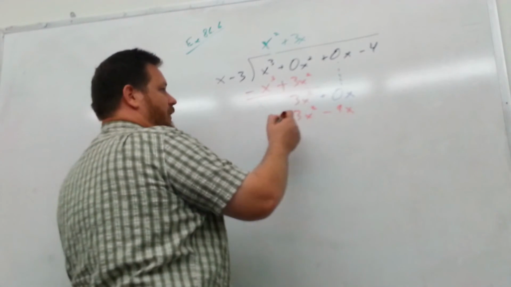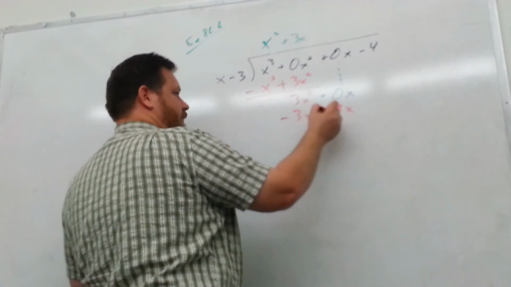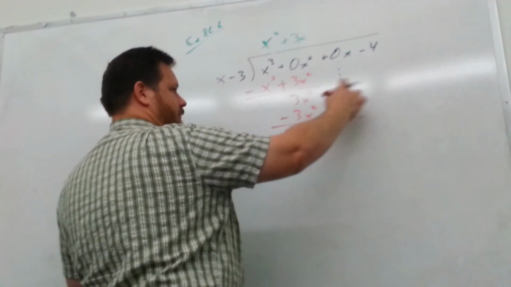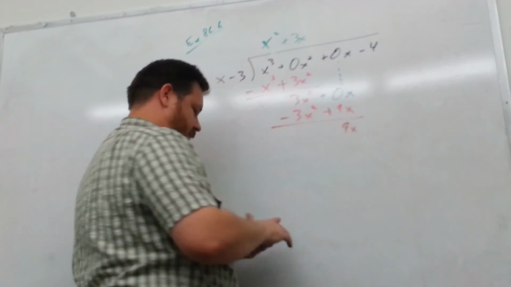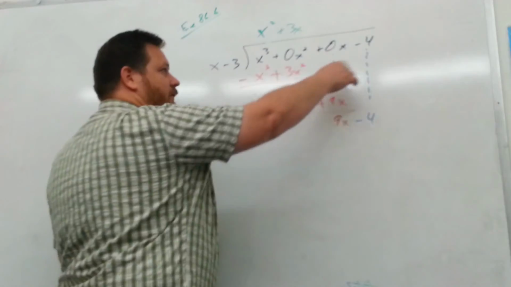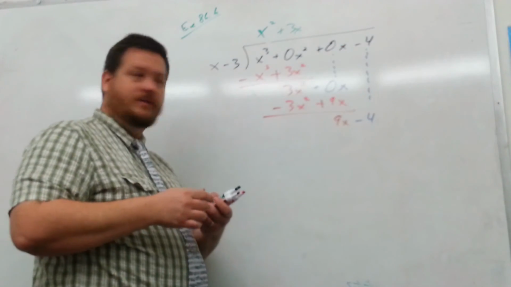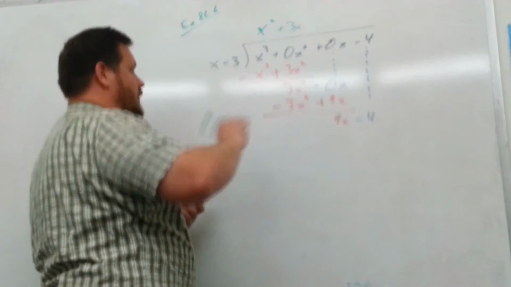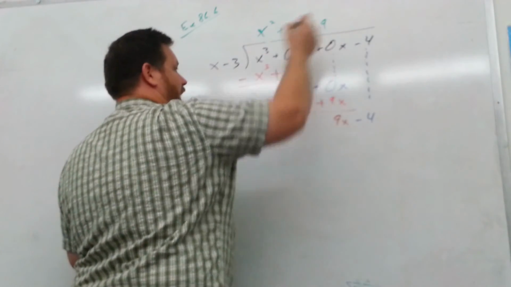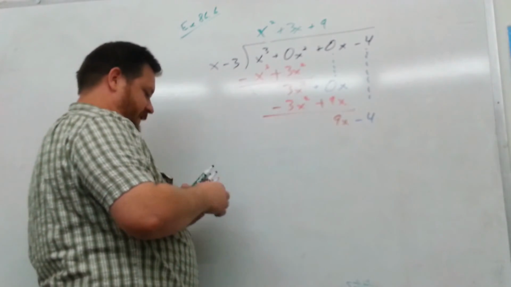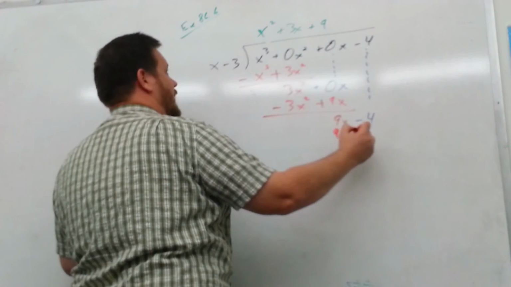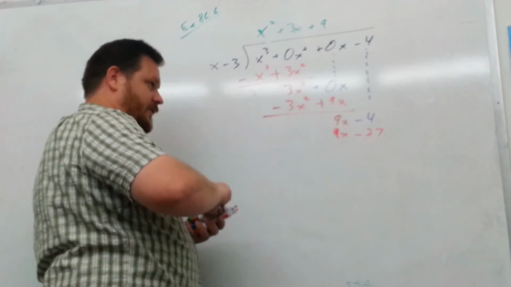All right, so now I'm going to subtract. So I change both signs. 3x squared minus 3x squared is nothing, plus 9x is 9x. Next step, bring down the next thing, which is a negative 4. Last time through: x times what gives us 9x? 9. Then I multiply 9 times x minus 3: 9x minus 27.